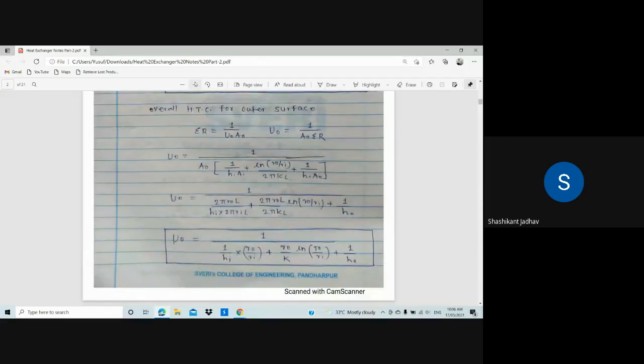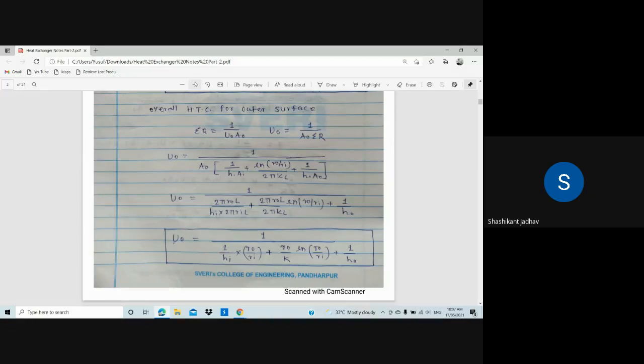For that we used the equation UO is equal to 1 upon AO into summation of R, and by simplification of that we get the equation for the overall transfer coefficient for the outer surface, that is 1 upon 1 by HI into RO by RI plus RO by K ln of RO by RI plus 1 by HO. So by using that equation, we calculate the overall transfer coefficient.